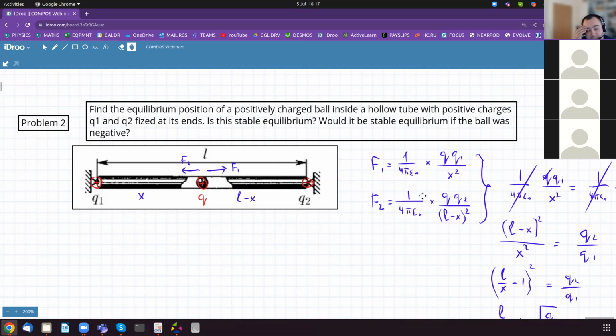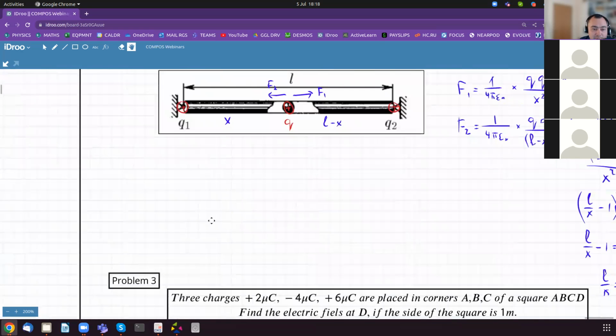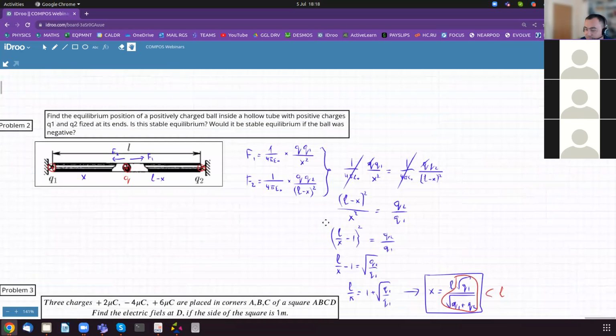But what is stable equilibrium? Can you tell me what stable equilibrium is? And if it were no resultant force. Okay, not quite, Josh. No resultant force means equilibrium.